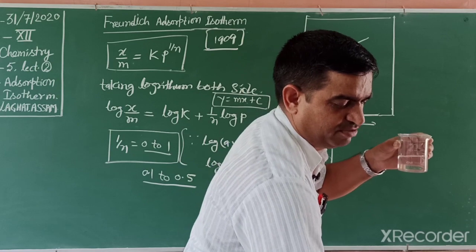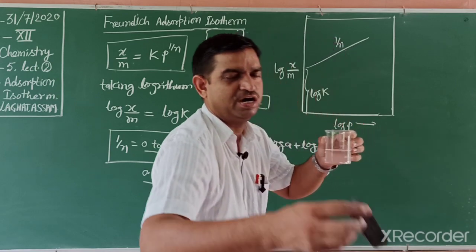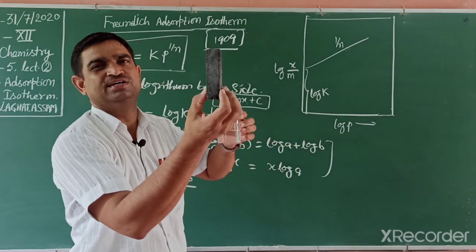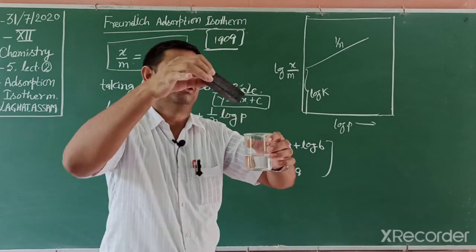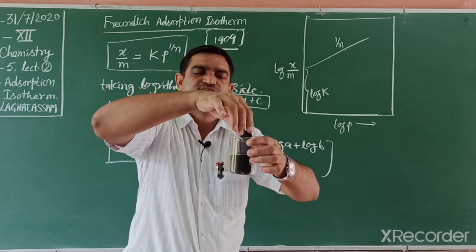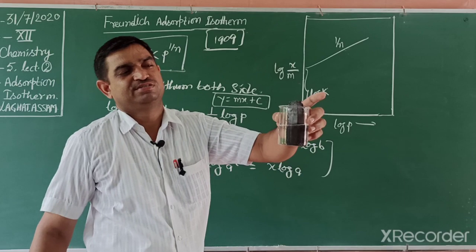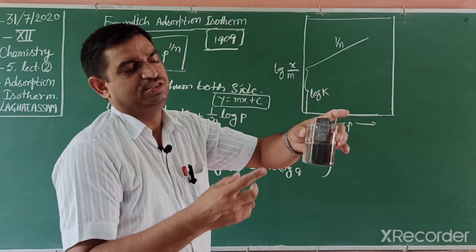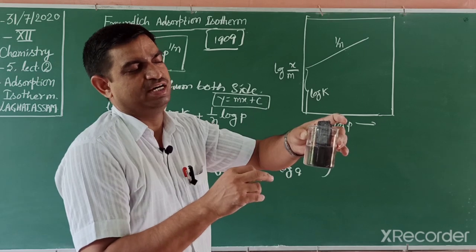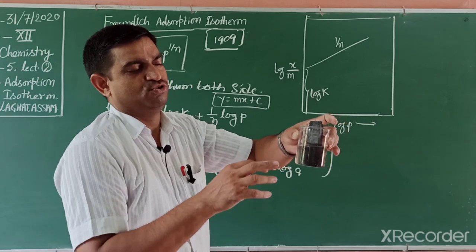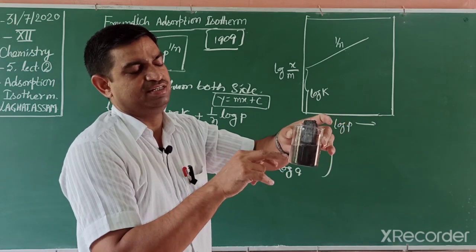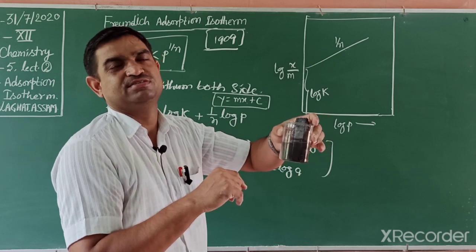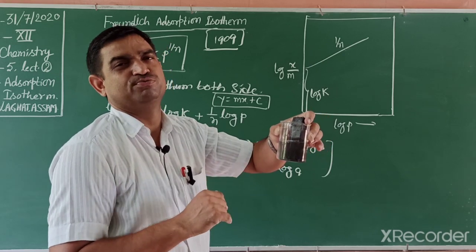But if I put in this charcoal, students, this is charcoal, so what happens? Adsorption occurs. This charcoal adsorbs the acetic acid. So the amount of acetic acid in this solution is decreased. So in solution also adsorption occurs.